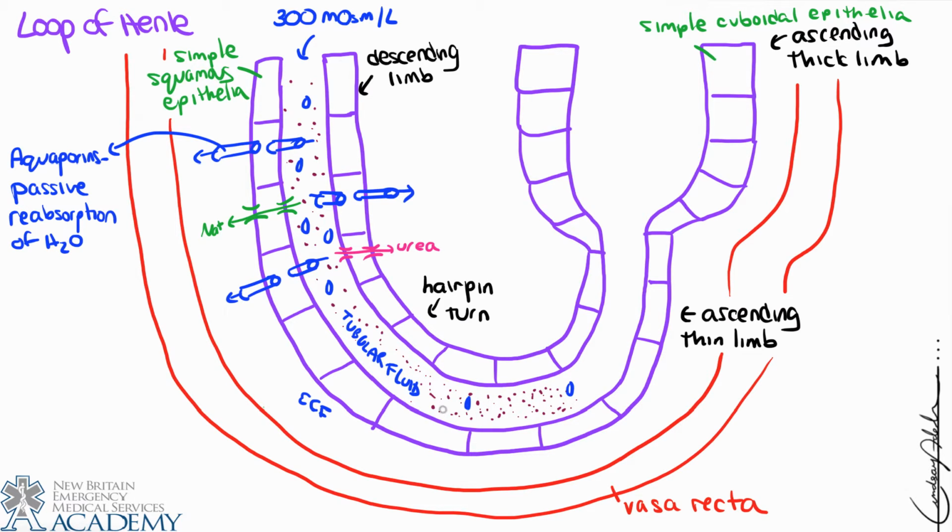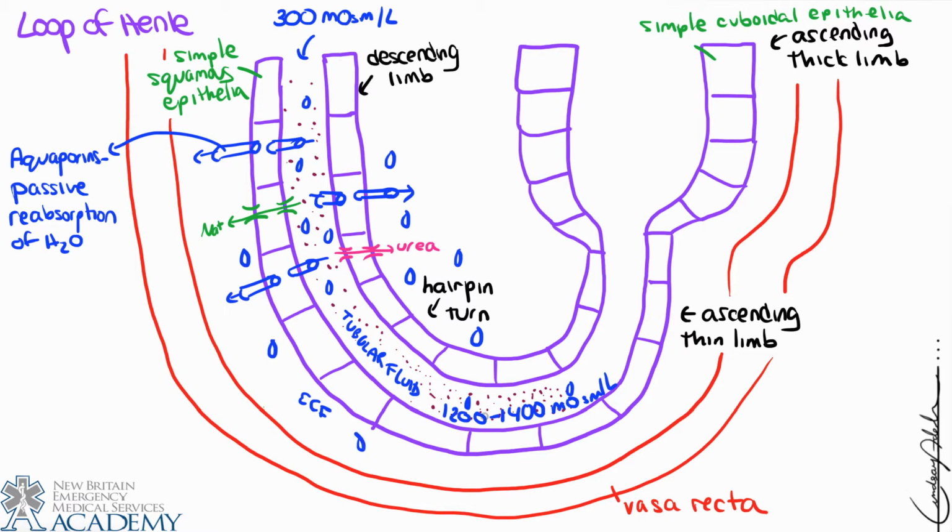And just for the sake of comparison, the osmolarity can be as high as about 1,200 to 1,400 milliosmoles per liter in the very base of the loop of Henle. So what this means is, as we approach the ascending thin limb of the loop of Henle, we're going to have a now higher solute concentration. So let's just draw in.